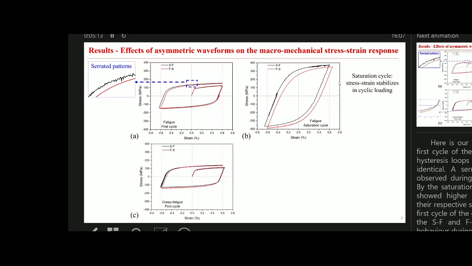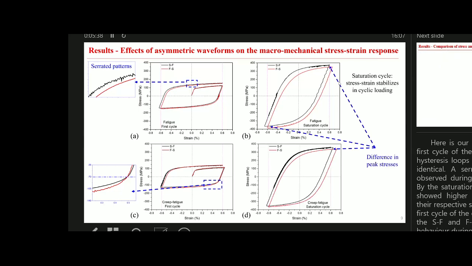Then let's look at the results from the first cycle of the creep-fatigue test. The results are quite similar to the fatigue cycles, but the difference is that in the first cycle, we can directly see the peak stress difference. When the stress passes its yield stress of around 270 megapascal, the FS test shows a higher stress amplitude, red lines, compared to the SF waveform. And by the saturation cycle of the creep-fatigue test, we can also see this difference in the peak stress.